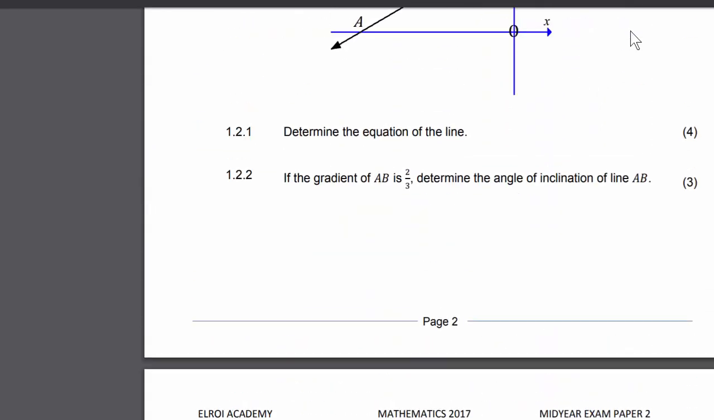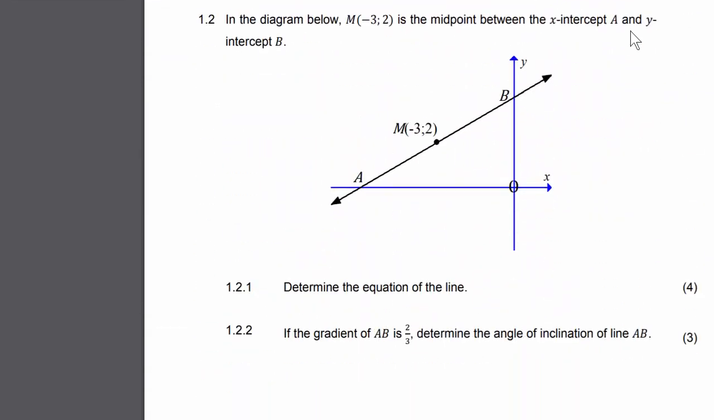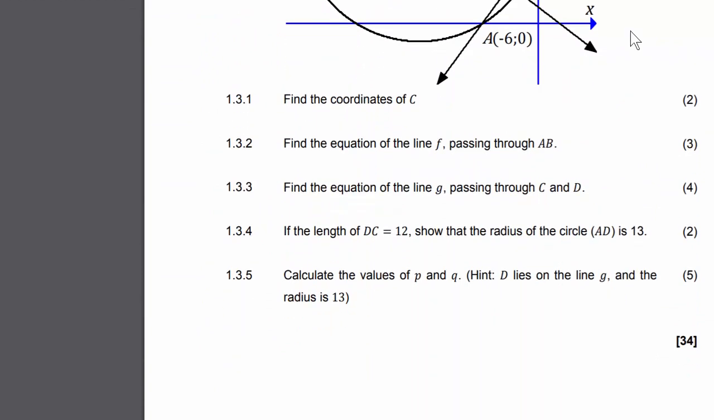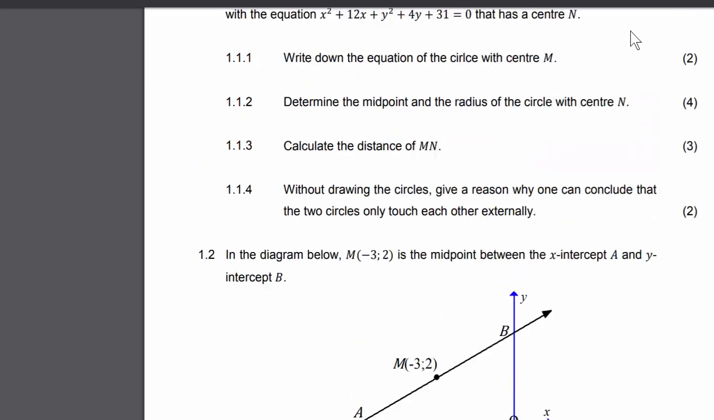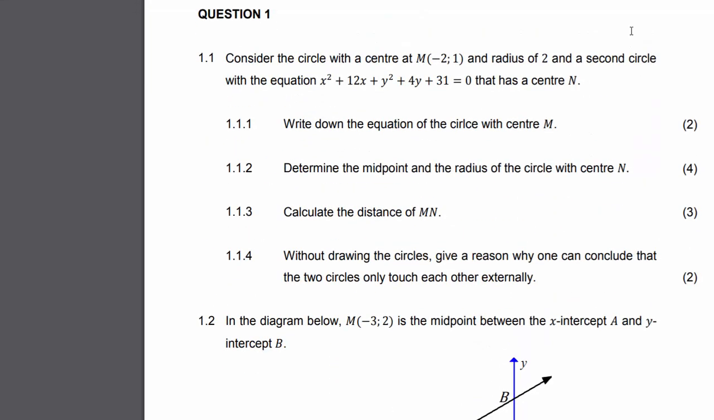Did I answer all the questions? Let me just make sure I did. Seems like I did. Cool. So yeah, that one was a fairly difficult question. Let's quickly, briefly go through them all and just explain. Write down the equation of the circle with the information given, that was level 1. Determine the midpoint and the radius, that was level 2.